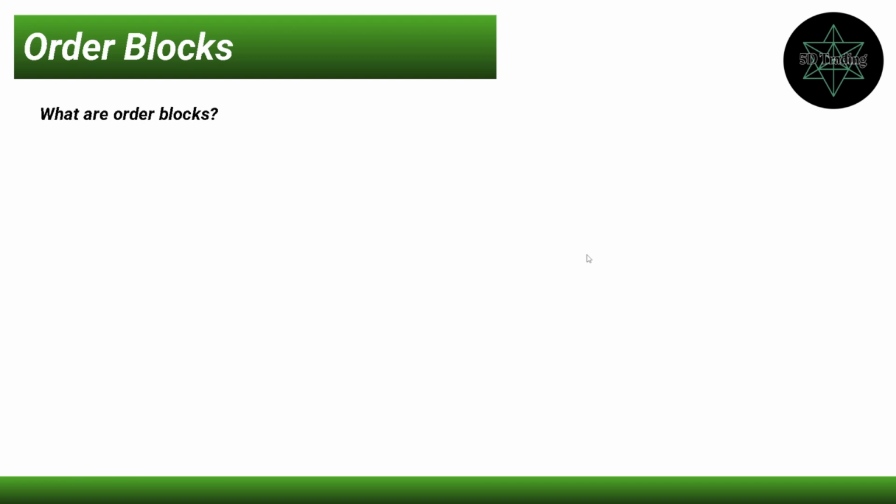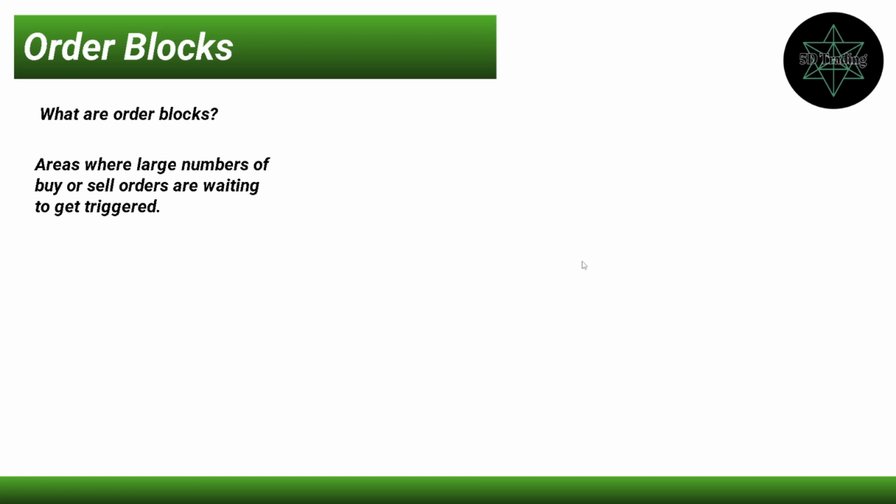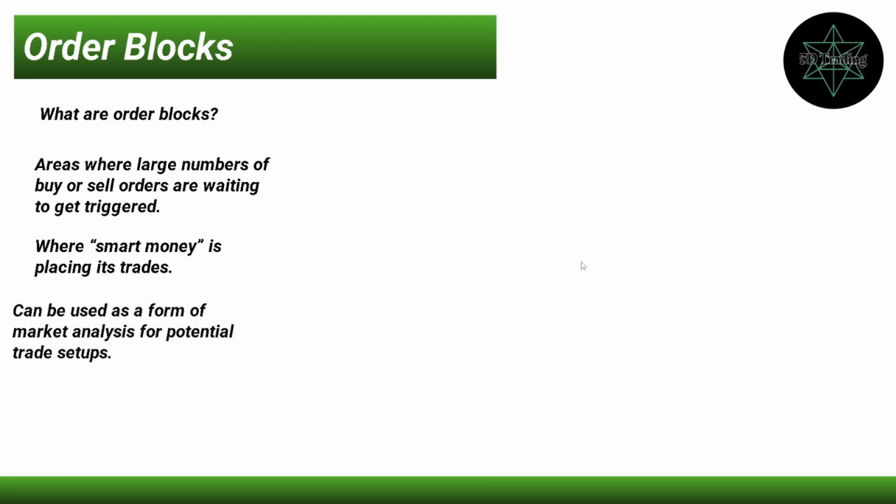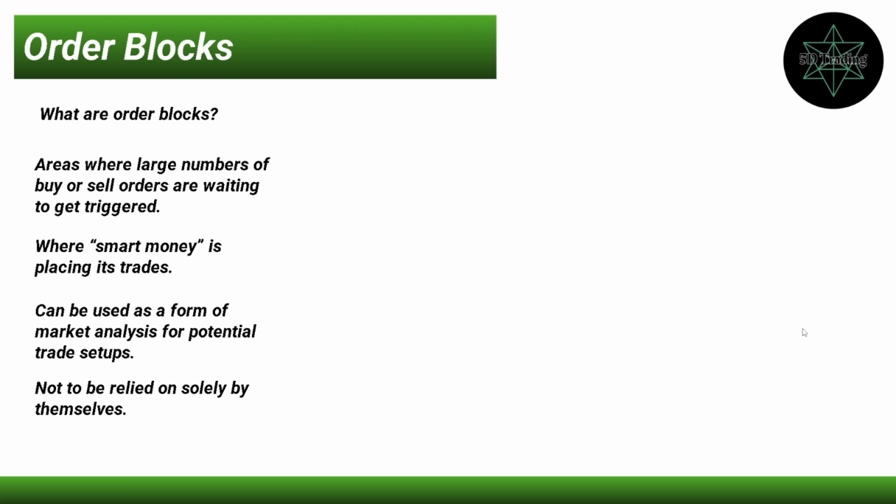Order blocks are areas on a price chart where large numbers of buy and sell orders are concentrated. Order blocks can provide insights into where smart money, the big banks and trading firms are placing their trades, and can therefore be used as a form of market analysis and potential trade setup. However, it's important to note that order blocks are just one aspect of a larger trading strategy, and they should not be relied on exclusively for making trades, which is why we use confluences, which you will learn all about in the following videos.